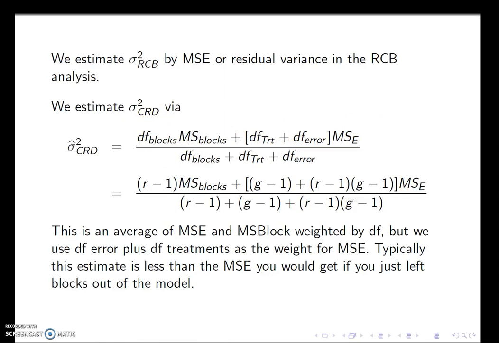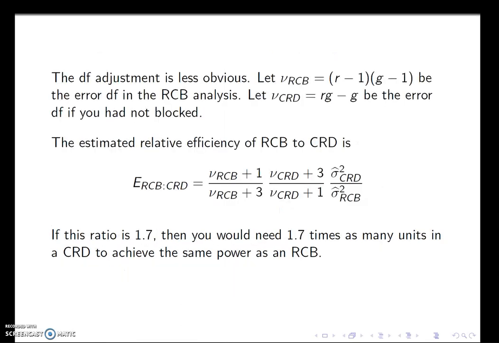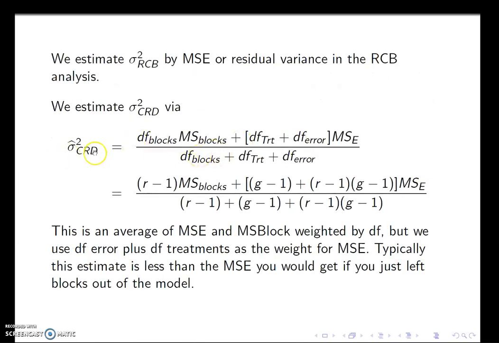Typically, this is going to be less than the MSE you would get if you just re-estimated the model without your blocking factor. But I guess it's conservative in that sense. Okay, so once you've computed that variance using this formula, of course, we have an estimator of this from the MSE.